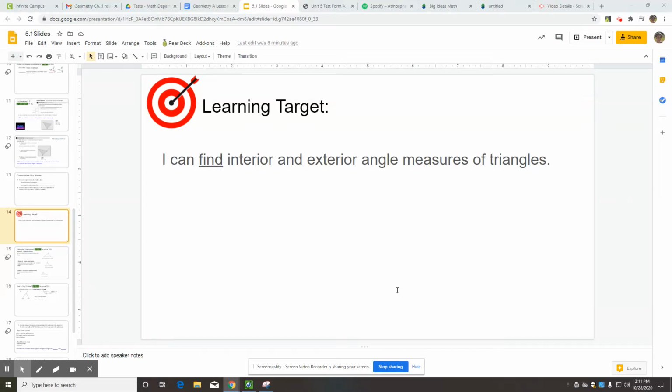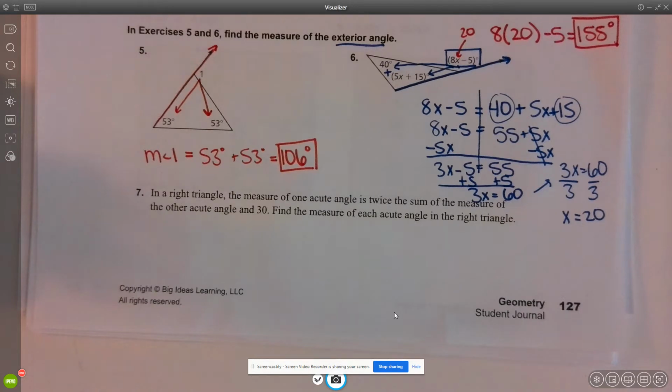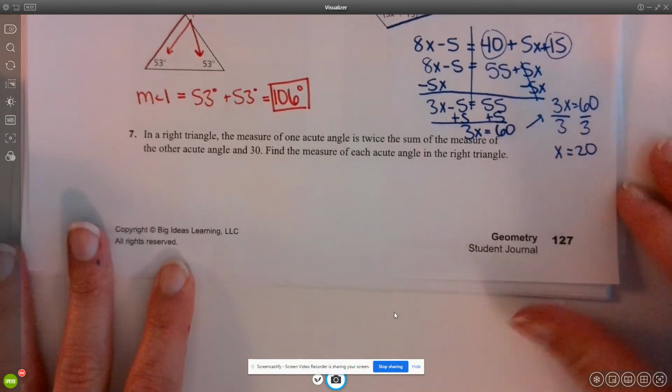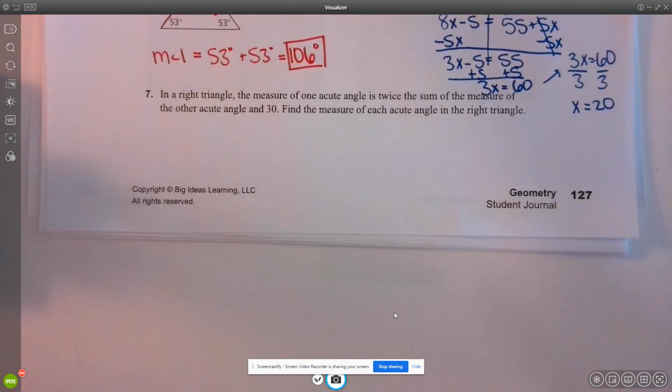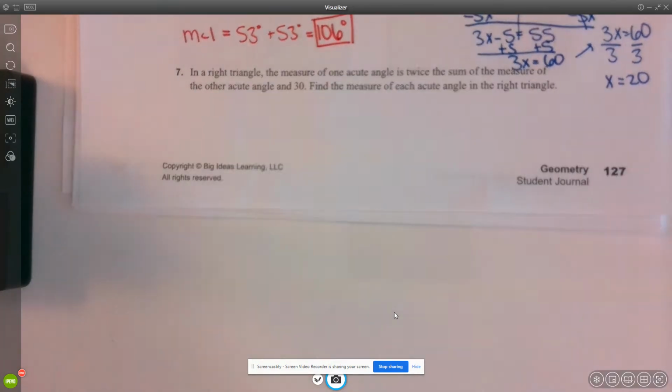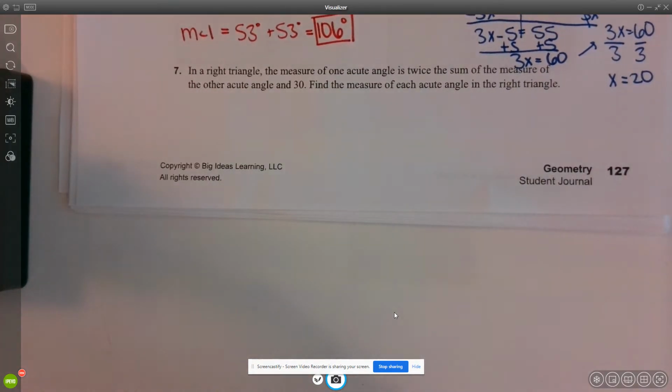In this last video for lesson 5.1, we are going to be finding interior and exterior angle measures of triangles. We are going to be looking at number 7 on page 127. Try your best to write small. We don't have a lot of space, so either you can write it in your journal or find an extra piece of paper.